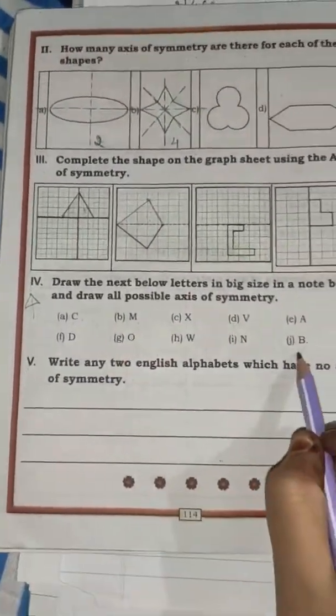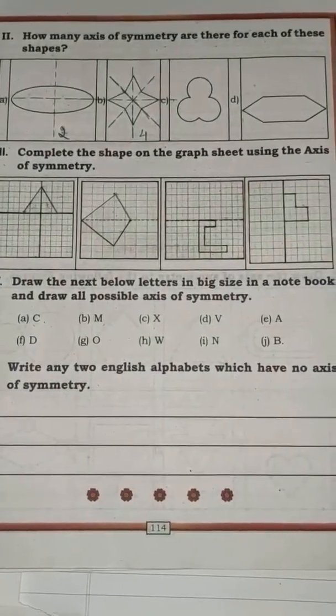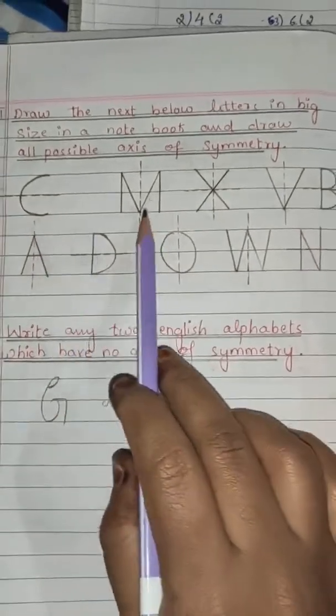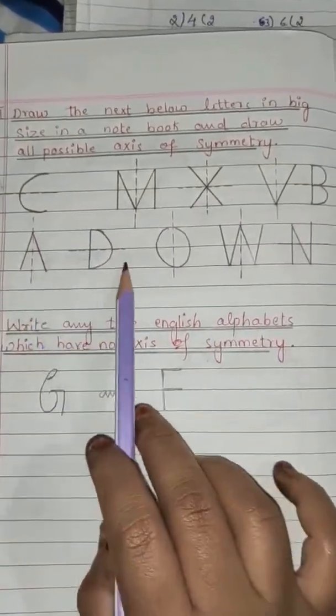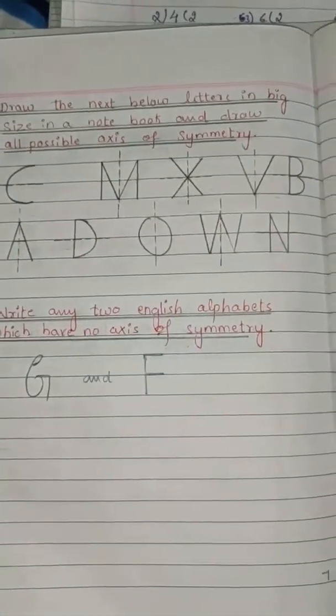Okay, in the same way, children, you just draw all this in your notes and draw the possible axes of symmetry. Okay, here I will show you. See here I have done it for you. C, M, X, V, B, A, D, O, W, N. Yes, you just do it by yourself like this.